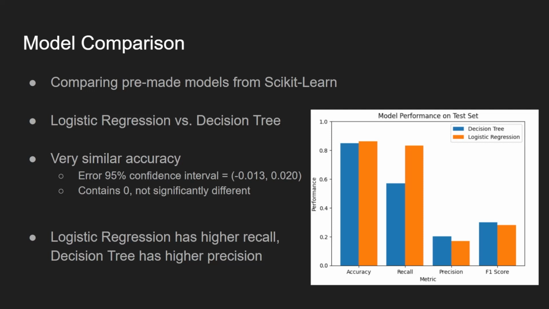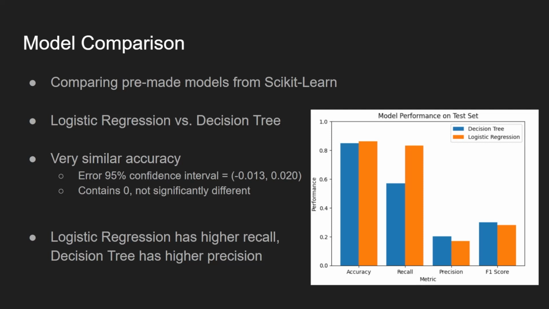There are some other differences among the other measurements here, such as recall, precision, and F1 score. One thing that's interesting is that logistic regression has a much, much higher recall, but decision tree has a higher precision. And if you look at the F1 score, because the decision tree is consistently good at both recall and precision, it actually has a higher F1 score than logistic regression.